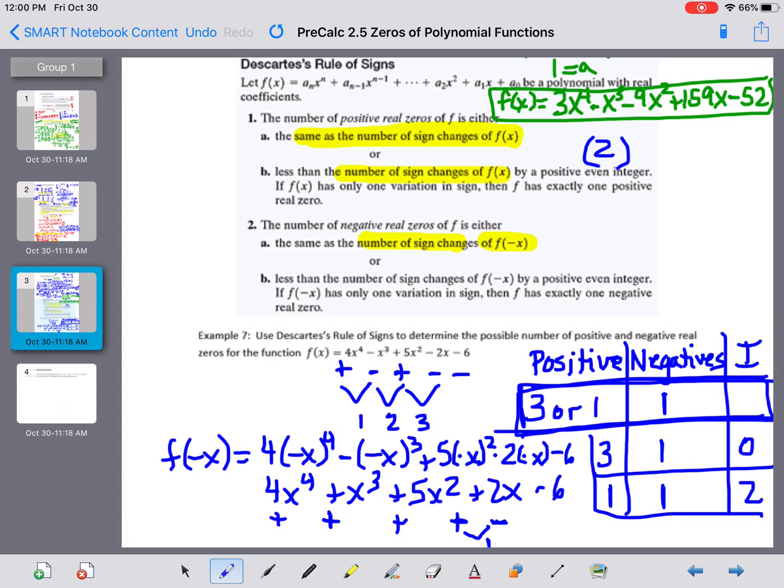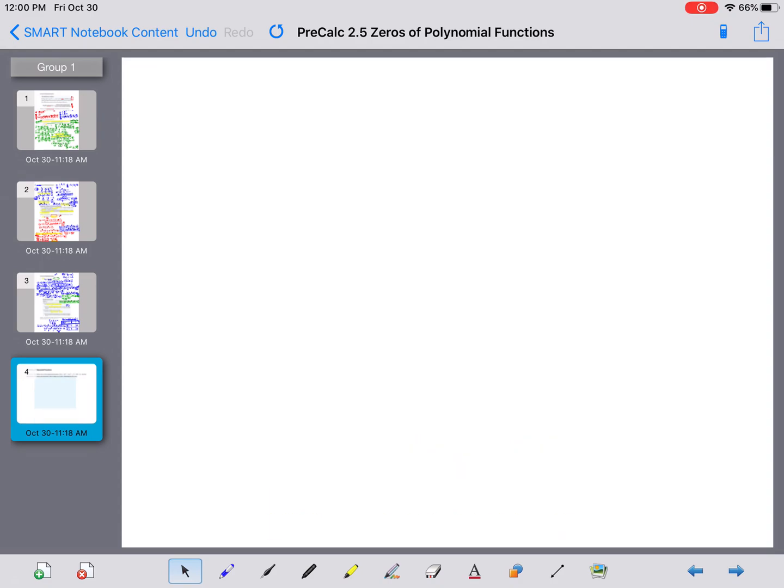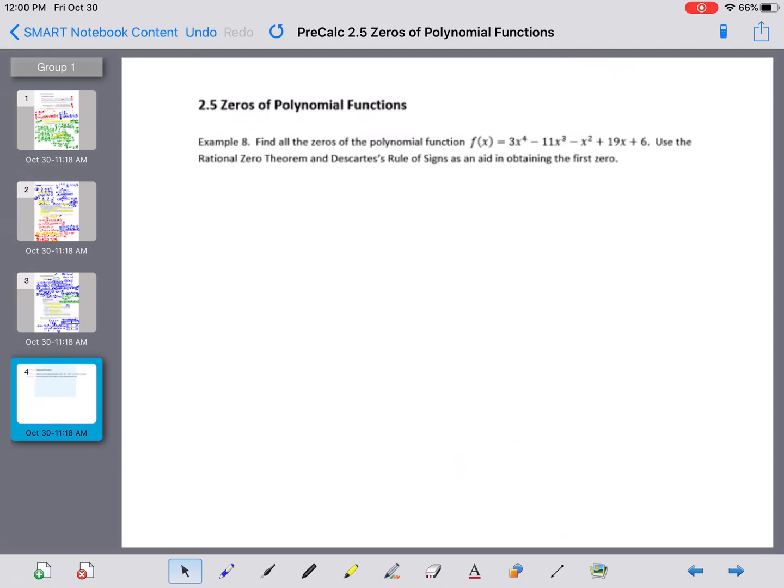Now, you also could guess 3 positives, or 1 positive. So again, it tells me that in my list, I better get some answer, because I should have at least 1 positive and 1 negative, or I can have 3 positive and 1 negative. So Descartes' rule of signs basically tells us and narrows us down. These are the guesses you could get, okay? All right, last one, and we're going to practice everything we know to see if we can narrow down what we should get, okay?